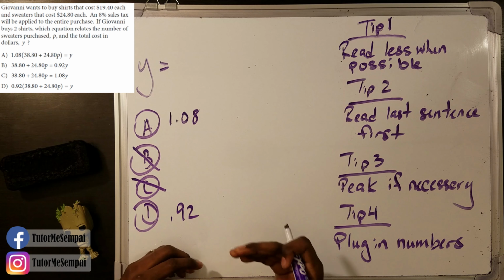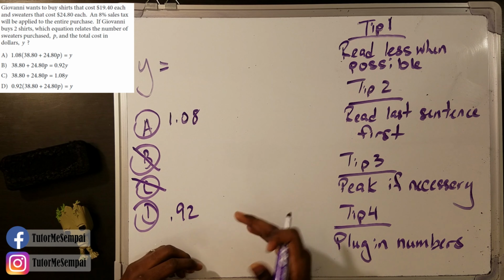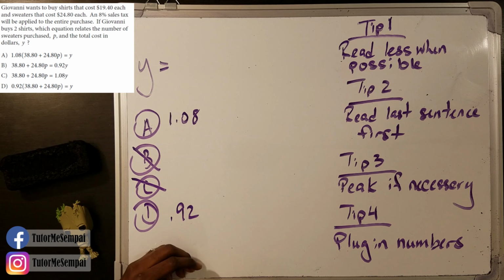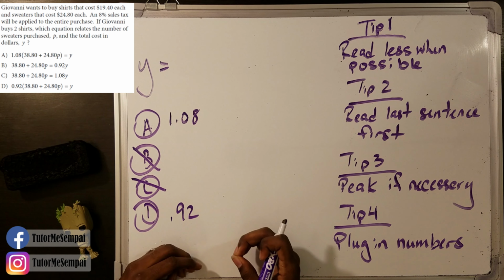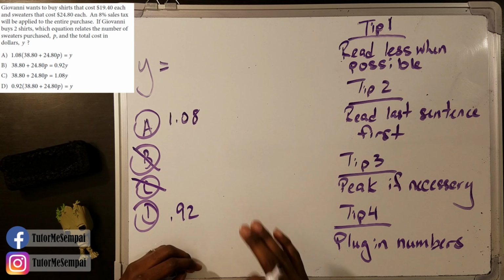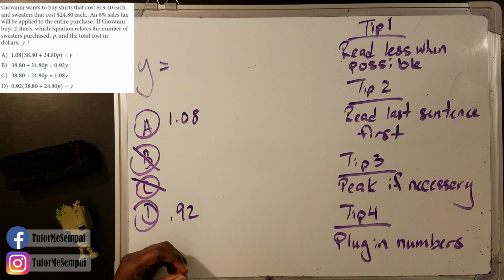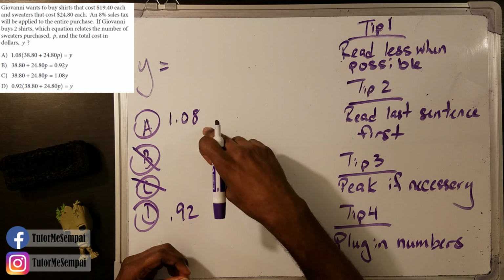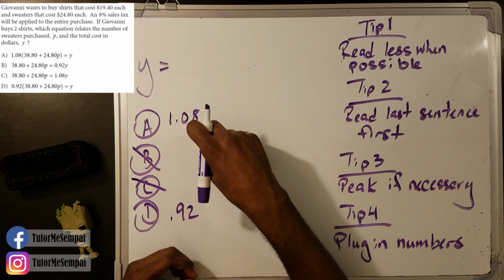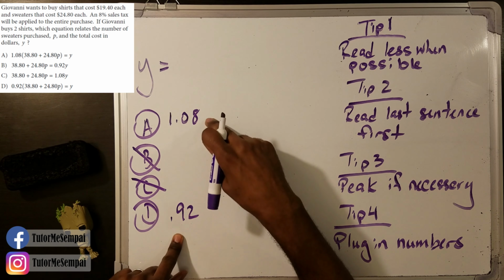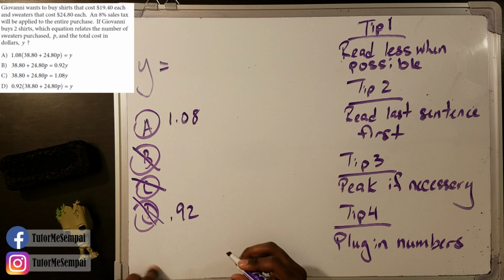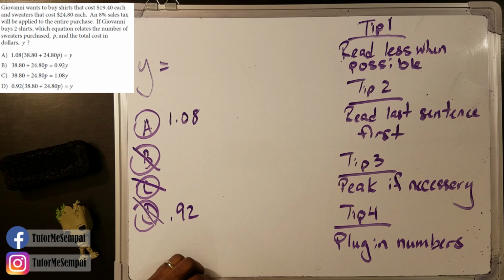And immediately my eyes go to 8% sales tax. I don't even read that first sentence. Sales tax jumps straight out at me, which makes me believe, hey, I'm going to have to add more money to this before I can pay. Sales tax always increases your value. And this is the only one that increases the value, right? We have a decrease here and an increase here. So D is not our answer. A is our answer. And we didn't have to look at that first sentence.